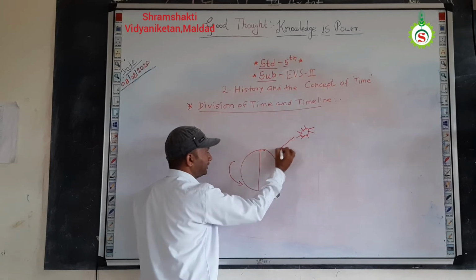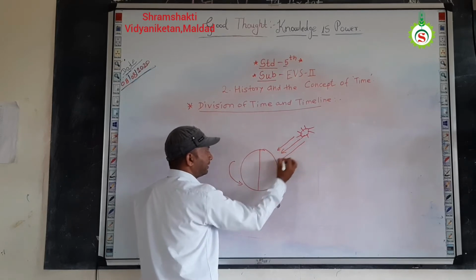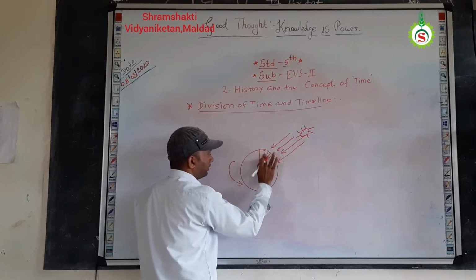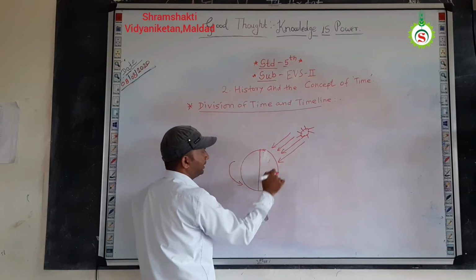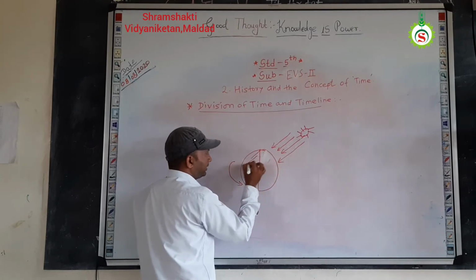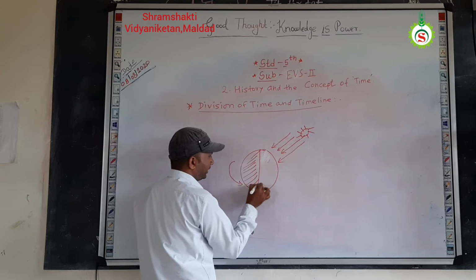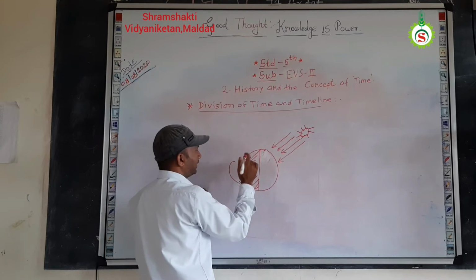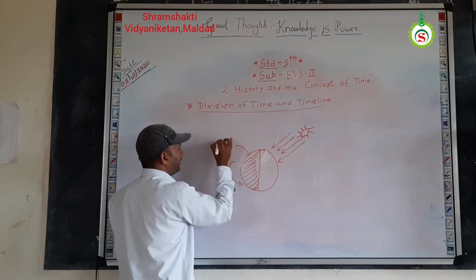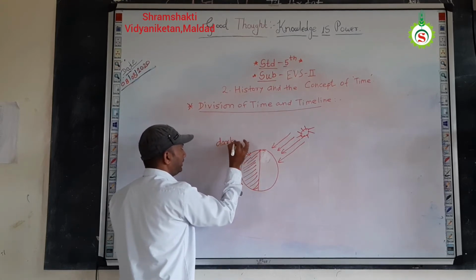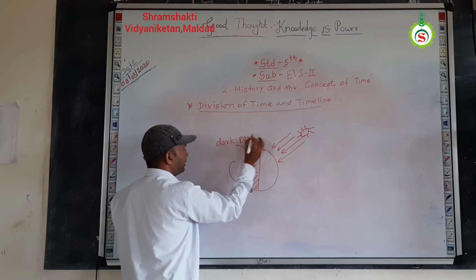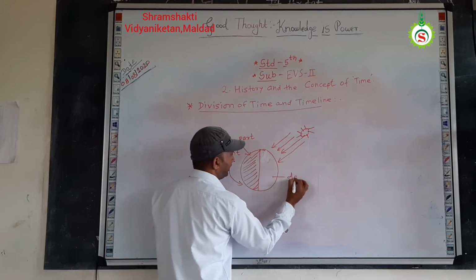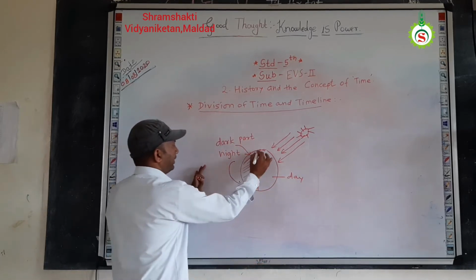For example, from the sun the sunlight falls on the earth's surface, so this half portion of the earth is shining, and day occurs in that part. The opposite part, which is opposite to the sun, is called the dark part of the earth. And in this dark part there is always night. So in this half part there is day and the other half part has night.